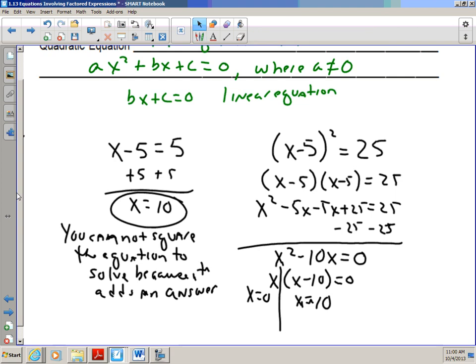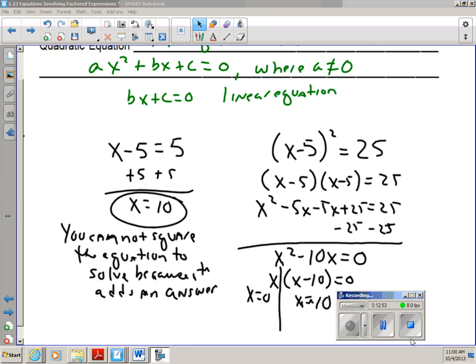So today's lesson was just a continuation of what we've been learning on solving quadratics, and what's a valid method of solving versus an invalid method of solving.